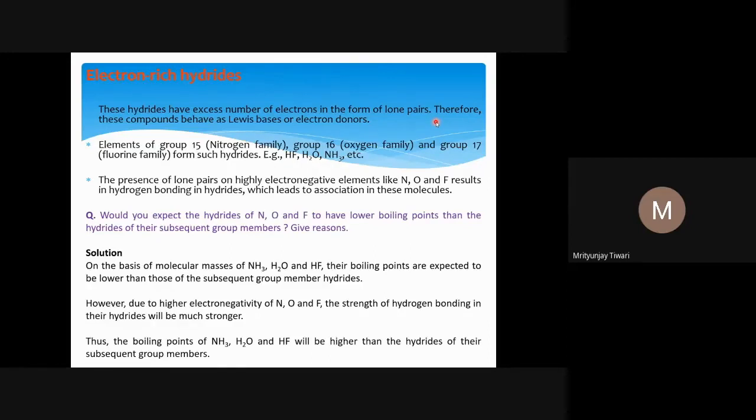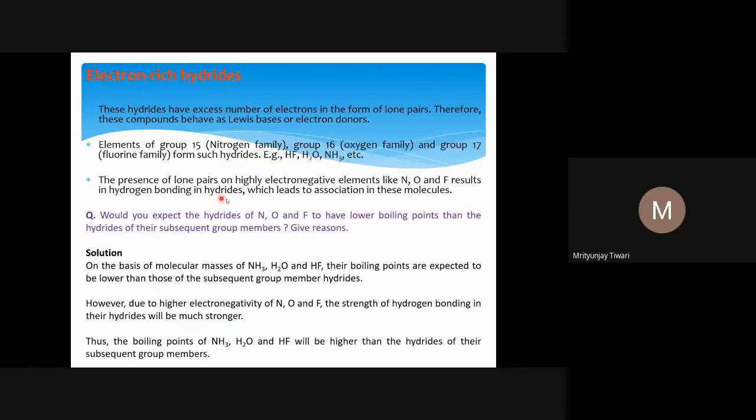Elements of group 15, the nitrogen family, group 16, the oxygen family, and group 17, the fluorine family, form such hydrides, meaning electron rich hydrides. Examples: HF, H2O, NH3. We know HF. How many lone pairs are here? Three lone pairs of electrons on fluorine. Water, two lone pairs of electrons on oxygen. Ammonia, one lone pair of electrons on nitrogen. So they are all electron rich.